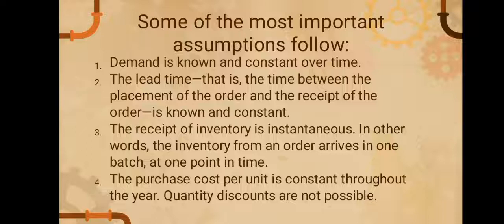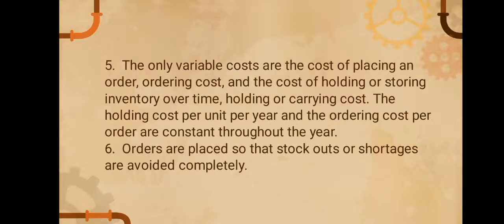Second, the lead time, that is the time between the placement of the order and the receipt of the order, is known and constant. Third, the receipt of inventory is instantaneous. In other words, the inventory from an order arrives in one batch at one point in time. Fourth, the purchase cost per unit is constant throughout the year. Quantity discounts are not possible.